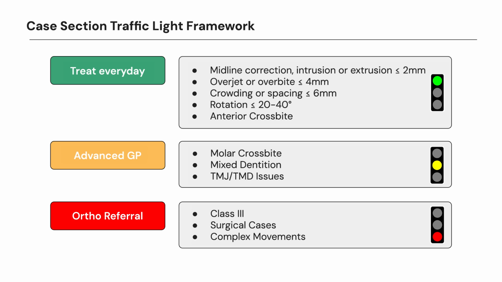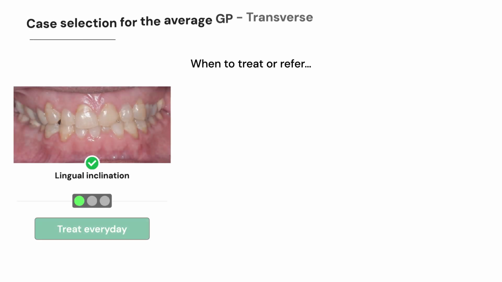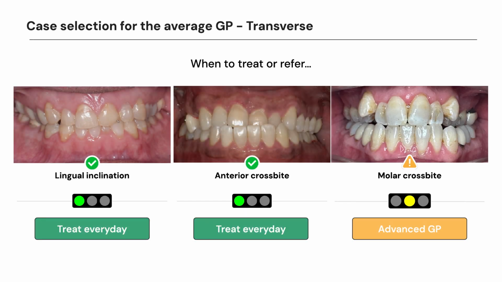Finally, stuff that I prefer for you to send out, at least initially, is class 3 cases, surgical cases that might be an orthognathic type case, and then finally any ones that have complex movements, maybe multiple movements that are more of a challenge. Let's talk about some cases that we can treat Monday morning in our practice and ones that we might want to stay away from.